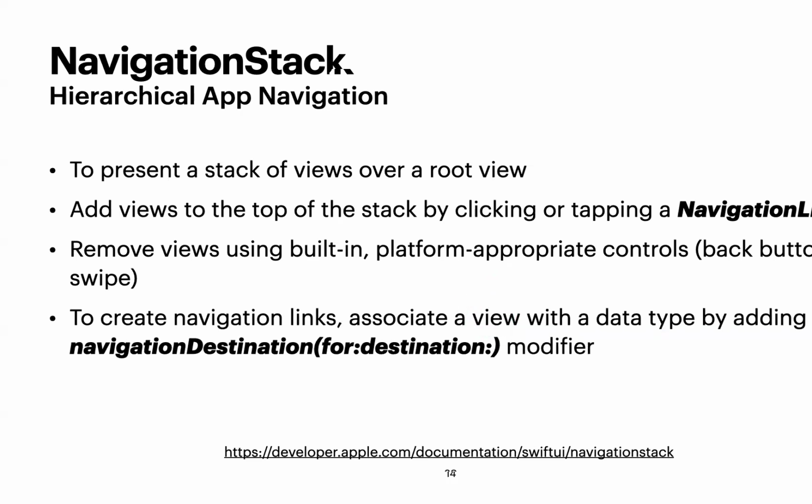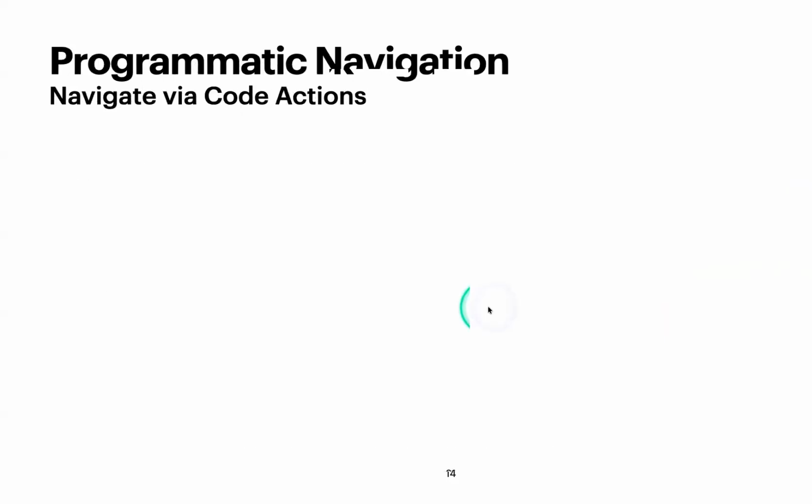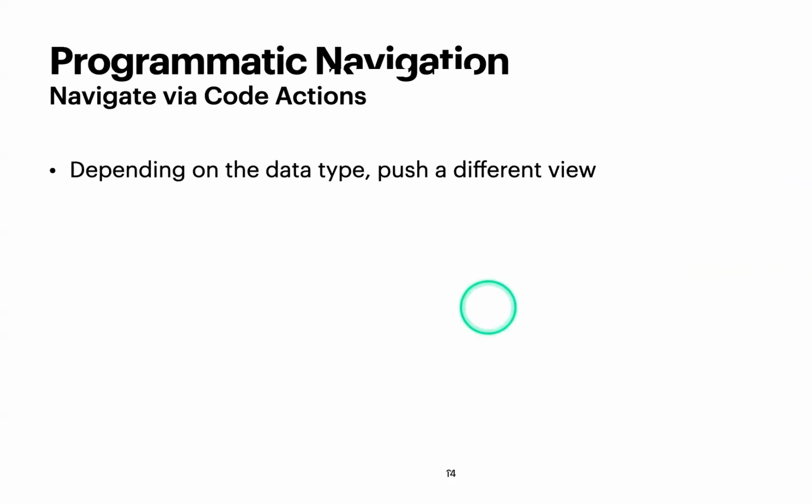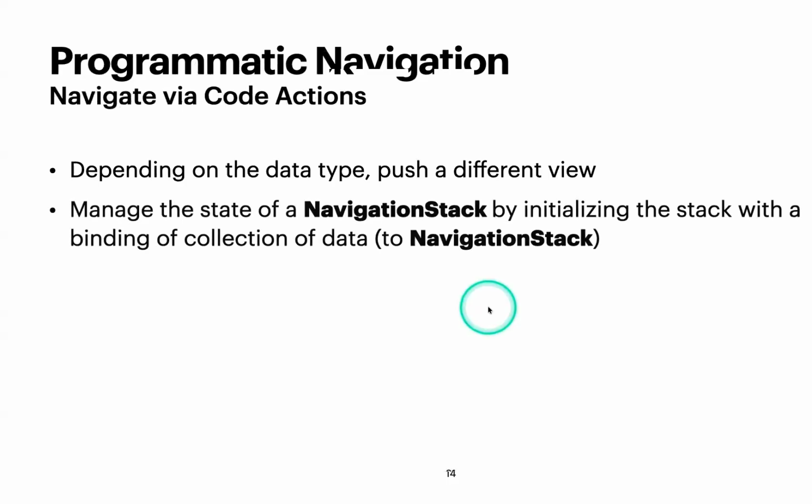So to create navigation links, you can associate a view with a data type by adding a navigation destination view modifier. And this allows you to programmatically push and pop views on the navigation stack. And again, we'll see more of these view modifiers and how we could utilize them. So that goes into programmatic navigation. So we can programmatically use code to push views on top of the stack and also pop things off the stack. So depending on the data type, we could push a different view.